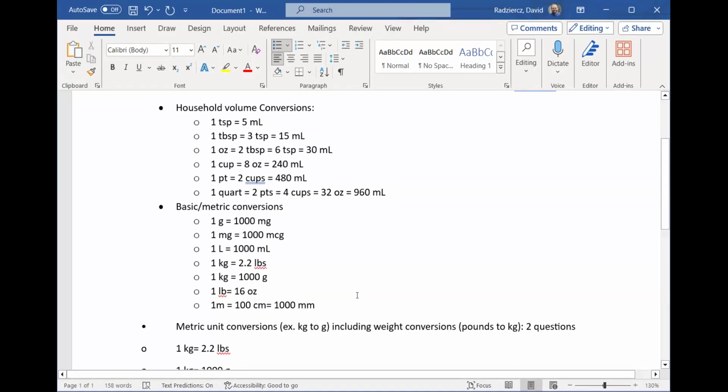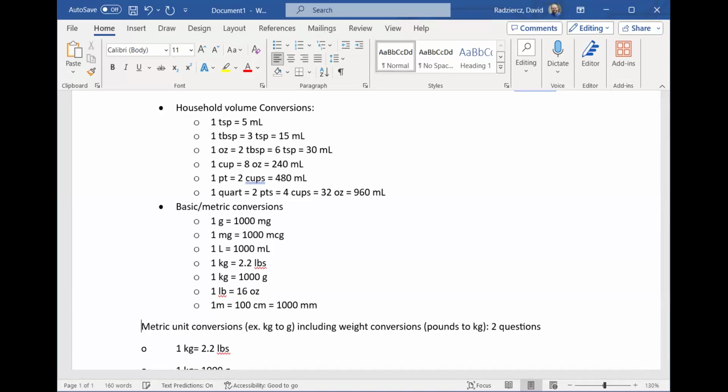You need to know 1,000 grams is a kilogram. 1 pound of weight is 16 ounces of weight. So 16 ounces of weight is different than fluid ounces. And you might need to know that 1 meter is 100 centimeters, which is 1,000 millimeters. So you might see some of those things, you might not. I'm just giving you a heads up just in case you do.